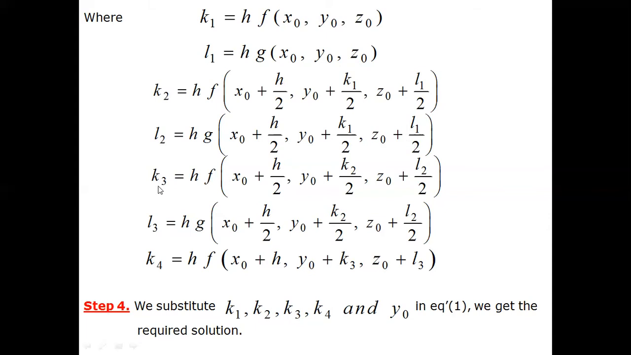Now the formula for k3 is h into f of x naught plus h by 2 comma y naught plus k2 by 2 comma z naught plus L2 by 2. Similarly, the L3 formula is h into g of x naught plus h by 2 comma y naught plus k2 by 2 comma z naught plus L2 by 2. Same relations, so only the functions are changed. Here f, here g. And the formula for k4 is h into f of x naught plus h comma y naught plus k3 comma z naught plus L3. So this is the formula for k4, and remember here I am not going to find L4.